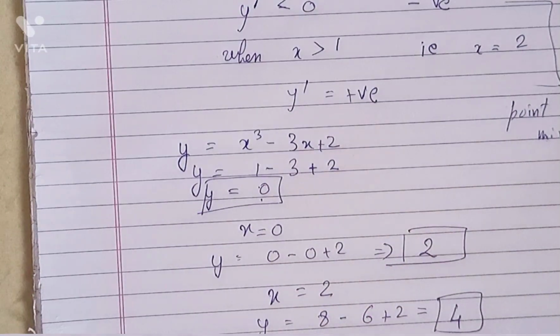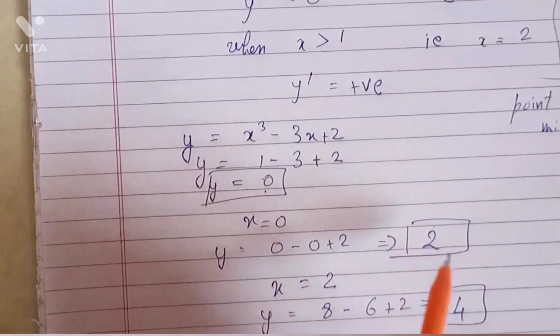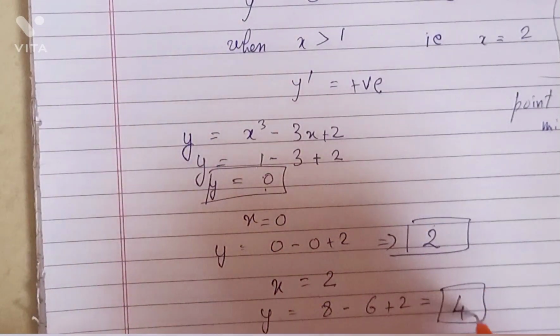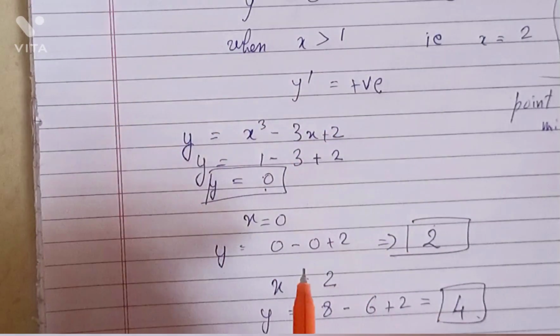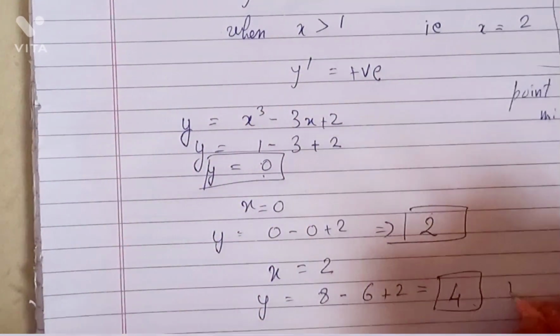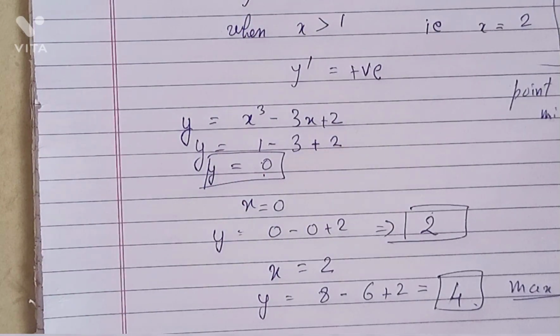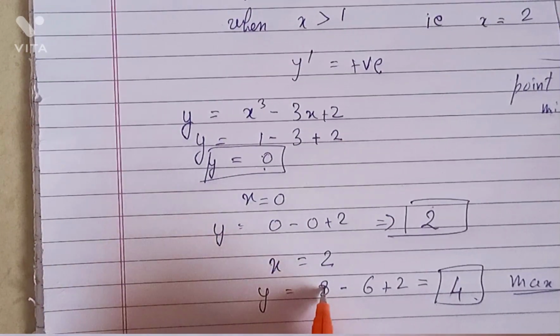Now we need to find the absolute maximum and minimum. You could see these values; on these values only it would be the maximum or minimum. Here 4 is the highest of all three, so 4 is the maximum value. So you'll write in the answer that 4 is the maximum value at x equals 2.